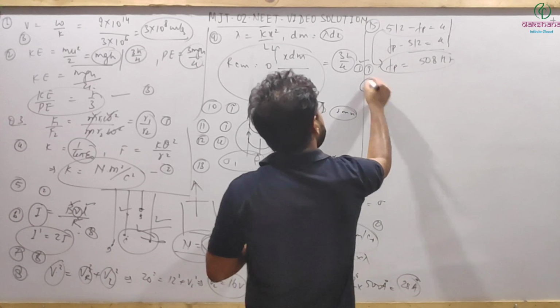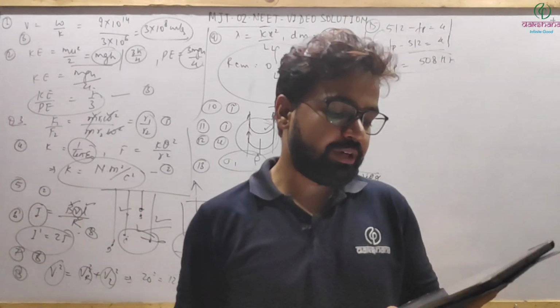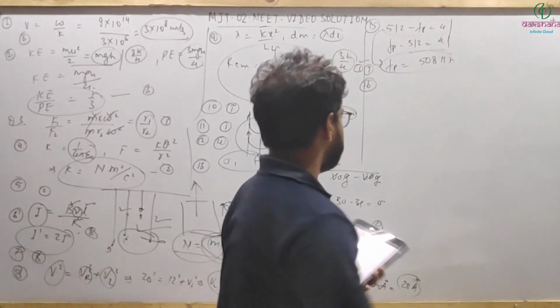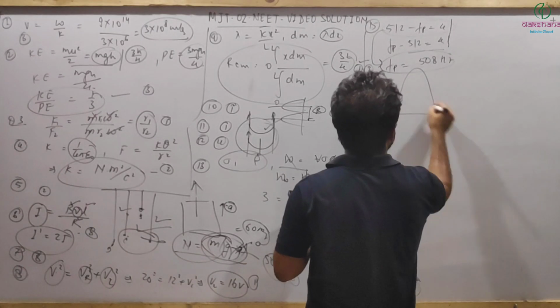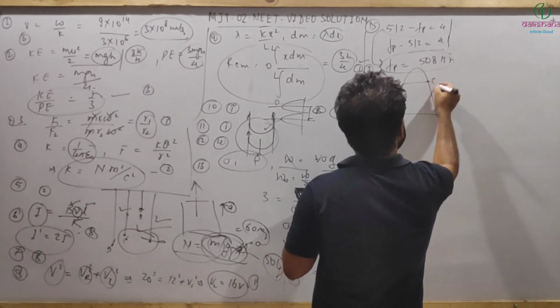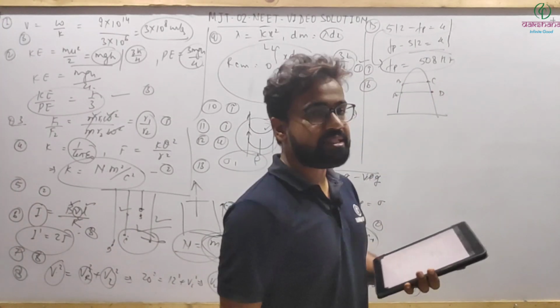Question number 16. The path of a projectile thrown vertically upward is shown. Select the incorrect statement. So it's simple and straightforward. The path is like this, and you have points A, B, and C, with the corresponding D. So A and D are at the same level, and B and C are at the same level.